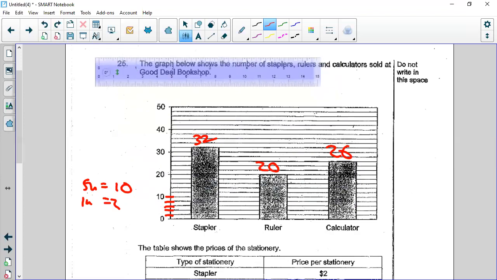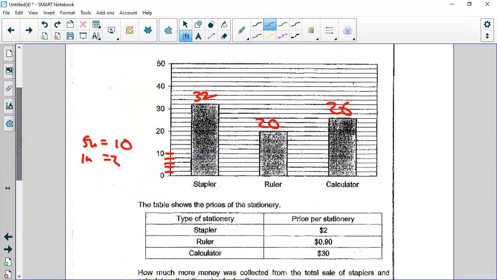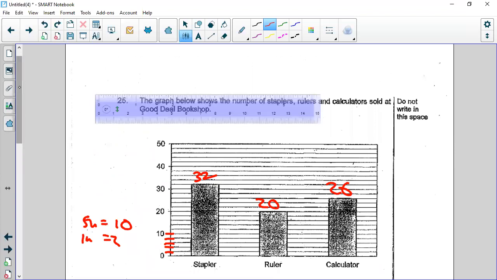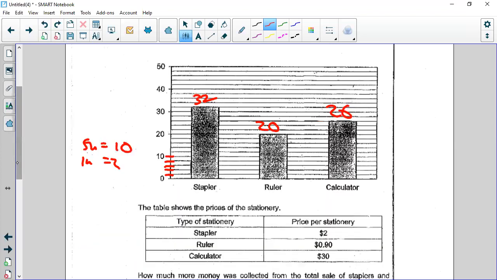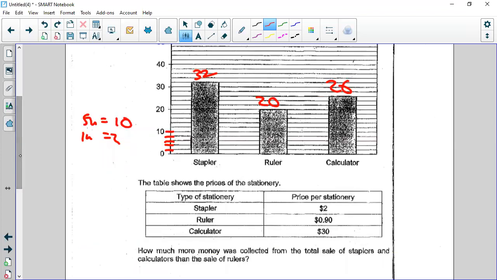Okay, let's look at the bar graph first. Okay, now, so you put the numbers on the bar graph and then what do? Okay, what is the bar graph talking about? The bar graph shows the number of staplers, rulers and calculators sold at the bookshop. Okay, then look at the table. That is the price of each item. So how much more money was collected from the total sales of staplers and calculators than the rulers?